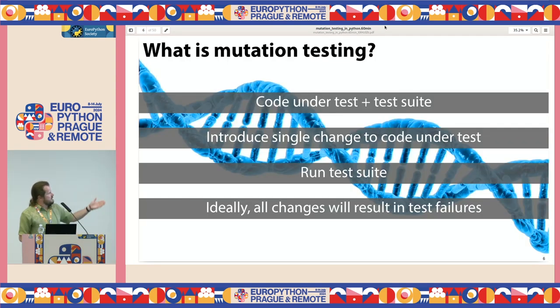Okay, so we have a couple parts to understand here. There's the code under test, your package, your program, your app, whatever that is, and the test suite. So we treat those as very separate things, which conceptually we usually do anyway. We introduce a single change to the code under test. We'll look at examples of those kinds of changes. We run your test suite, and then ideally, all the changes we ever make will cause a failure in your test suite. That's the sign of a perfect test suite, right? Better than 100% coverage.